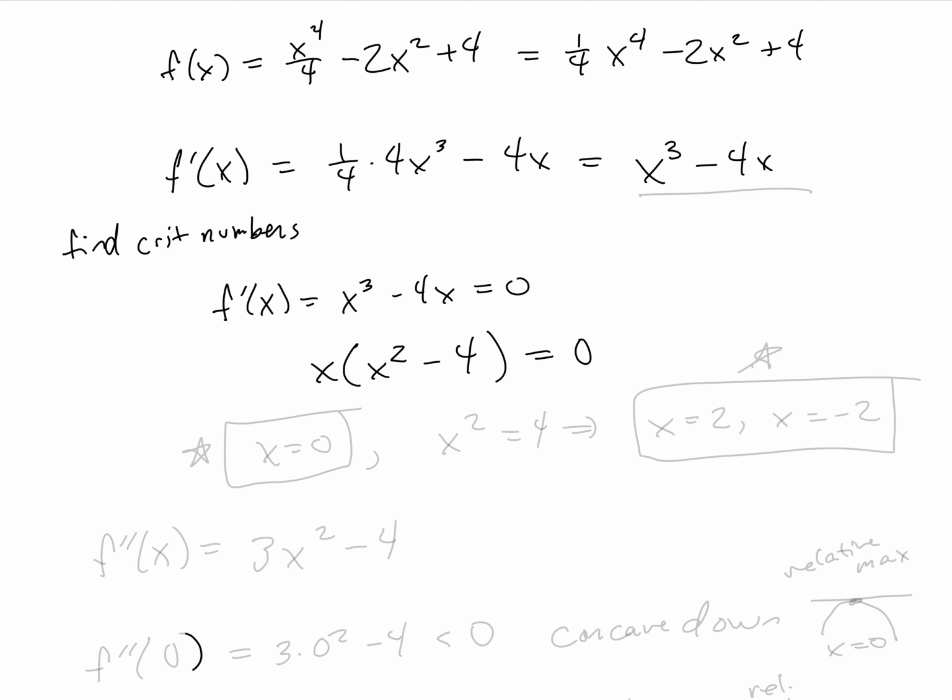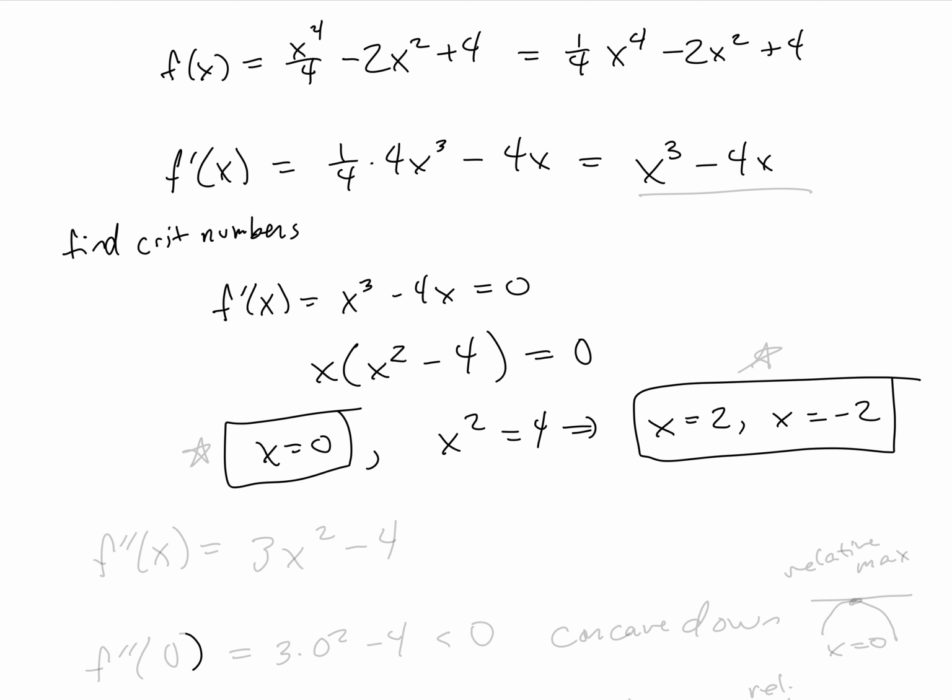So we've got a critical value x equals 0, as well as x squared minus 4 equals 0, so x squared equals 4. When we take the square root of both sides, that gives us x equals 2 and x equals negative 2 as our critical numbers. Okay, so those are our 3 critical numbers.